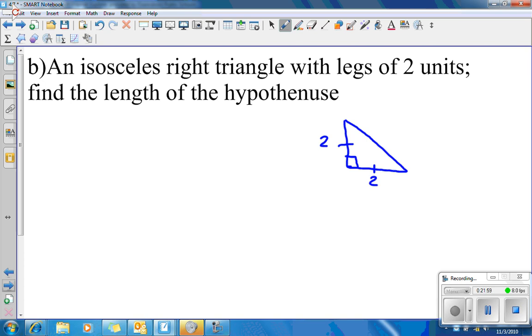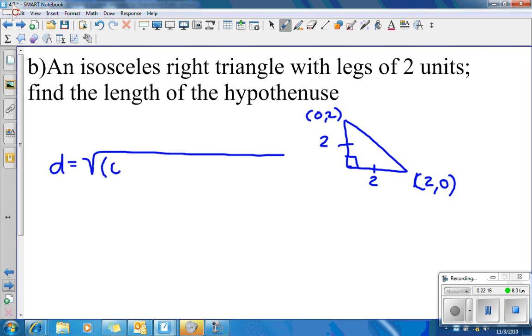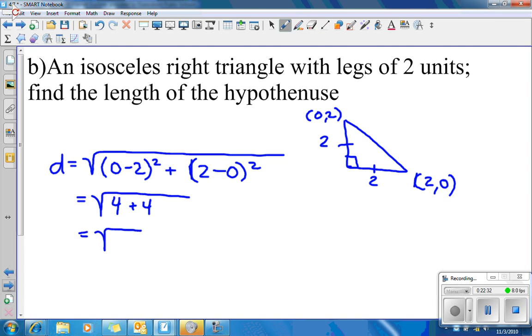What's the coordinates? 0, 2, and 2, 0. Now could you find the distance? Right. Distance equals your x values subtracted from each other plus the y values subtracted from each other. So negative 2 squared is 4. 2 squared is 4. 4 plus 4 is 8.